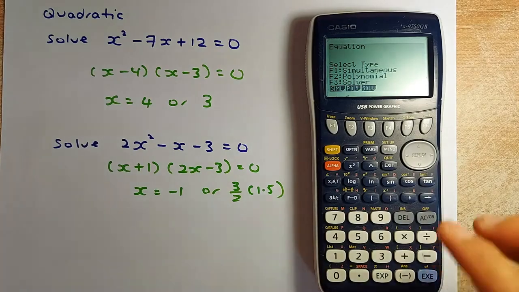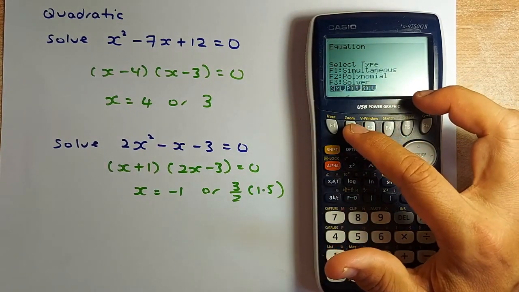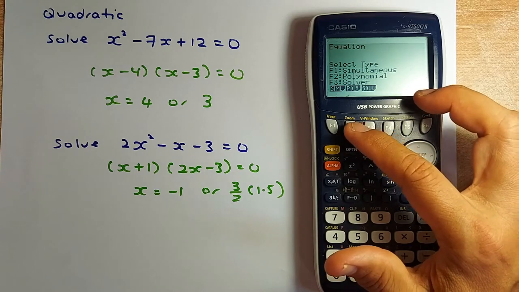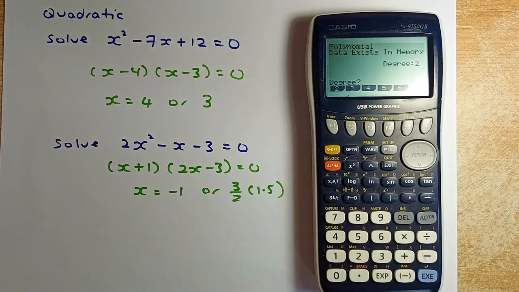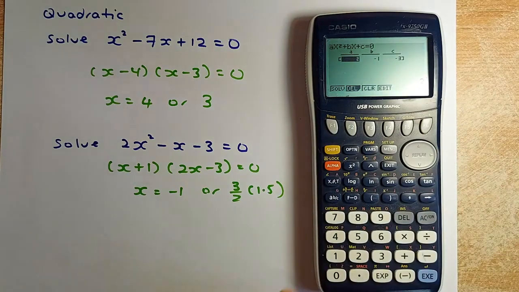So to do that, instead of F3, you're going to put F2 for polynomial, because anything above power of 2, 3, 4, 5, you are going to put polynomial. So this time we're going to press F2 as your polynomial, because we are doing quadratic. Quadratic has the maximum power of 2, so the degree has to be 2. We're going to press F1, degree 2. And now we're going to put in a number.